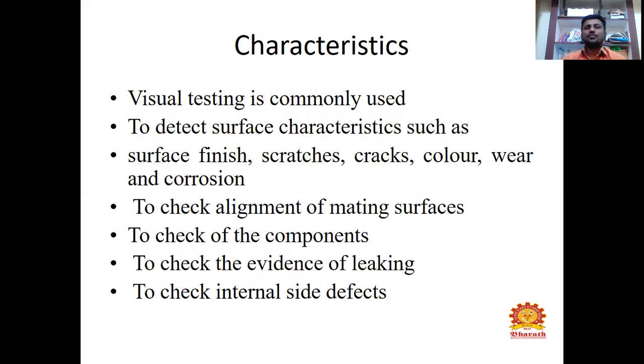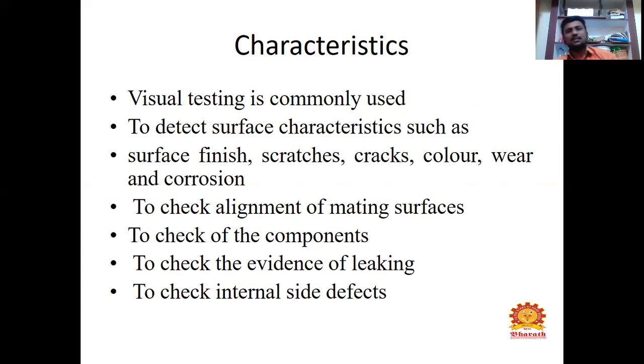Now the characteristics of visual inspection. Visual testing is commonly used to detect surface characteristics such as surface finish, scratches, cracks, colors, and wear and corrosion. To check alignment of mating surfaces, to check the component, to check evidence of leakages, to check internal side defects.